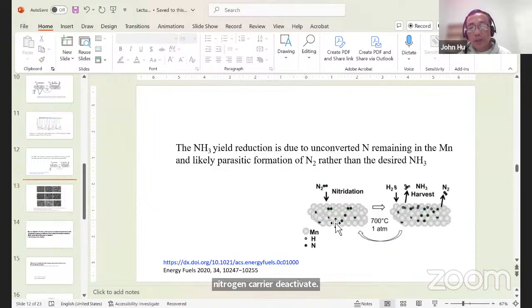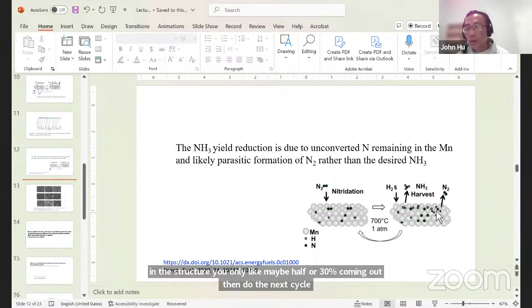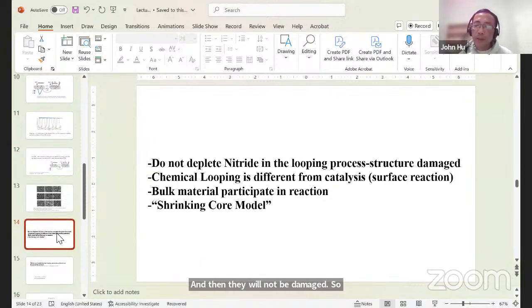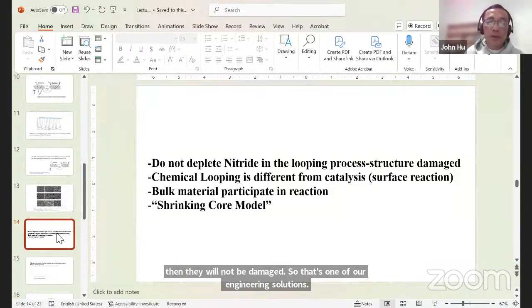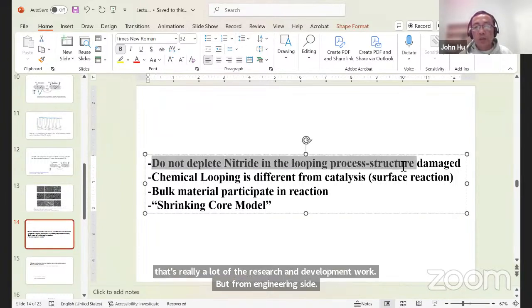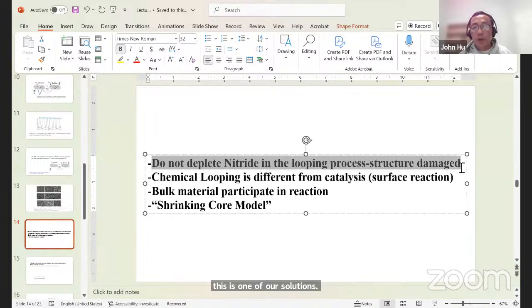So do not deplete it. That means keep some of this black dot nitride still in the structure. You only let maybe half or 30% come out, then do the next cycle. So you will hold this structure, and then it will not be damaged. Okay, so that's one of our engineering solutions. True, you can always develop a stable material, but that's a lot of research and development work. But from the engineering side, this is one solution. Do not deplete the nitride in the looping process, otherwise there will be structure damage.